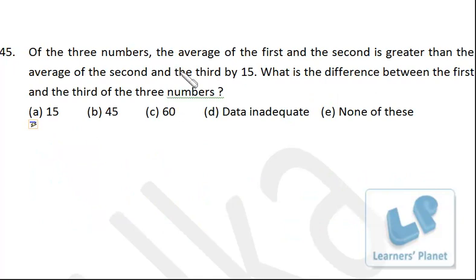Of the three numbers, the average of first and second is greater than the average of second and third by 15. What is the difference between the first and third of these three numbers? I assume the numbers to be x, y, z, right? The average of first and second is (x plus y) by 2. And the average of second and third is (y plus z) by 2. Now the average of first and second is greater than the average of second and third by 15. So this difference is actually 15.